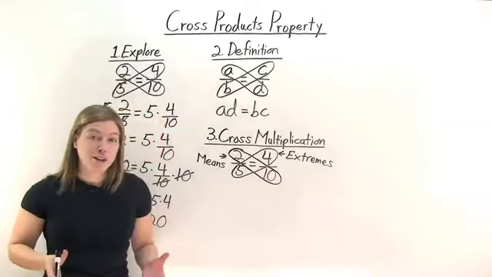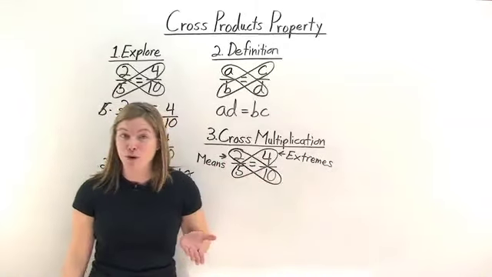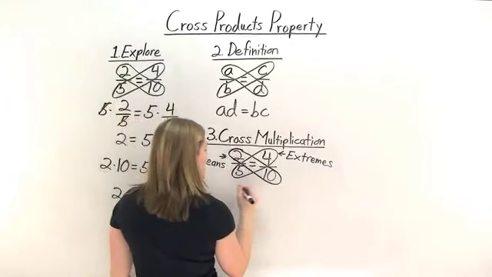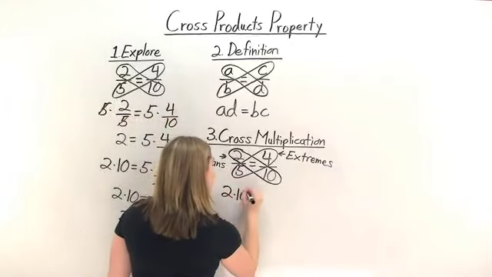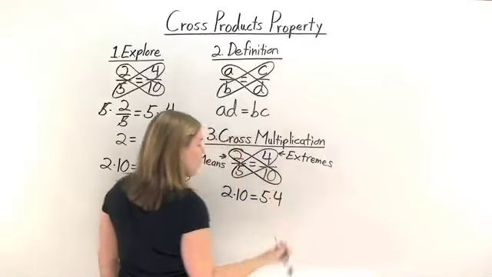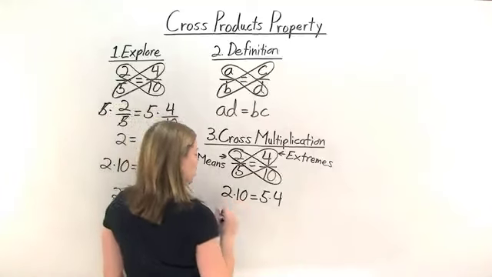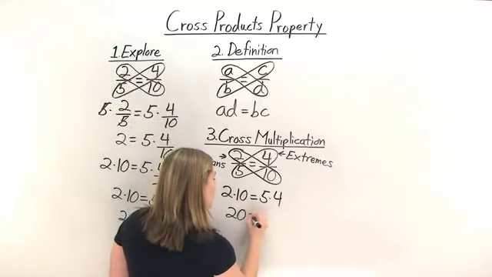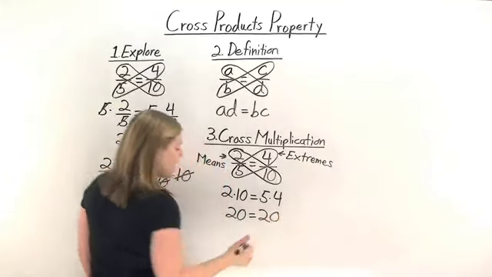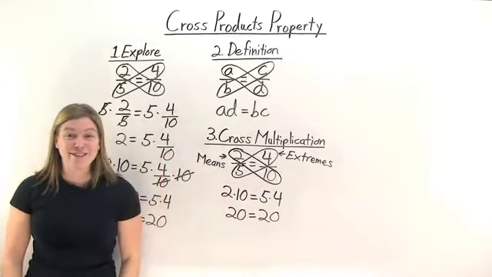That's why the cross products property is sometimes referred to as the means extremes property of proportions, since we take the means and multiply those together and set it equal to the product of the extremes. When we do that, we're performing cross multiplication. Here again, we have 2 times 10, which is 20, and 5 times 4, which is 20, getting the same thing we got over here, but with a lot less work.